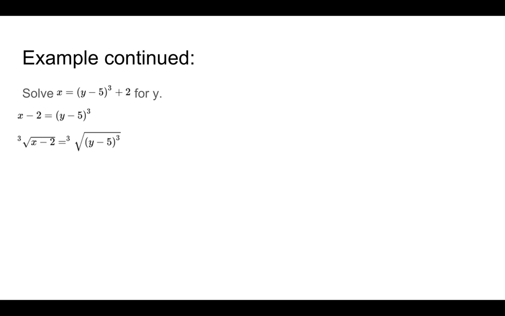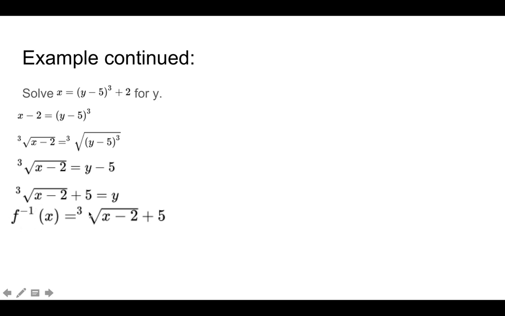And in fact, the cube root of junk cubed is just junk. This cube root and this cube will cancel each other because they're inverses. That's what inverses do. They cancel each other. So on the right side, I get just y minus 5. On the left side, there's nothing I can do with that. I just get cube root of x minus 2. Remember, my goal is to get this y by itself, so I've got to make this 5 go away. Add the 5 over, and now I'm done. Here's my inverse. Just rename it now. F inverse of x is cube root of (x minus 2) plus 5.